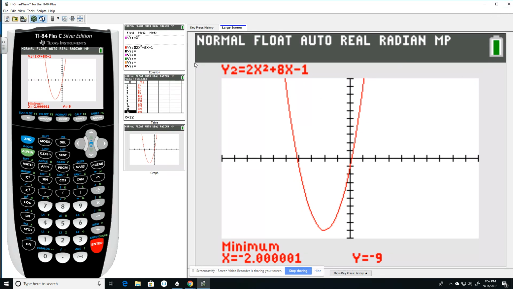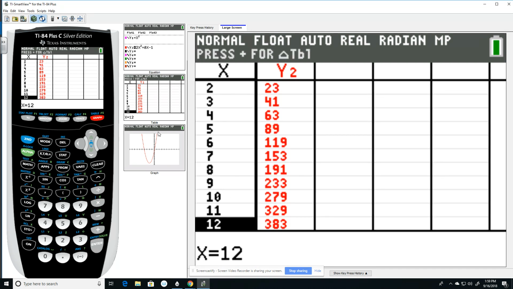And when I graph this, that's really nice and easy to find because I just go to my table, second table, and I look for when does x equal 0. And to do that, I'm going to have to go up. Bear with me just a minute.